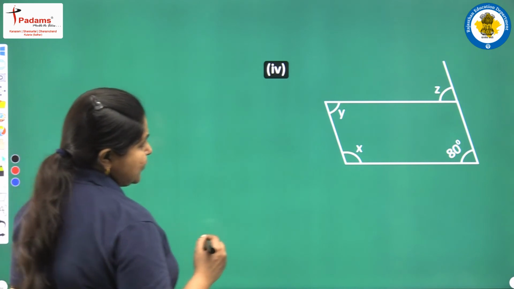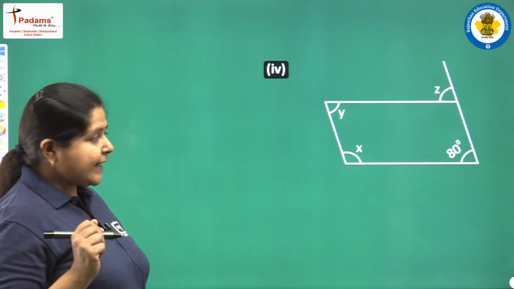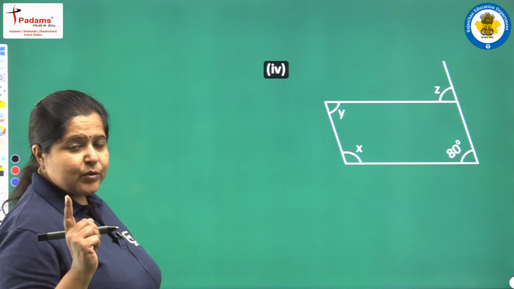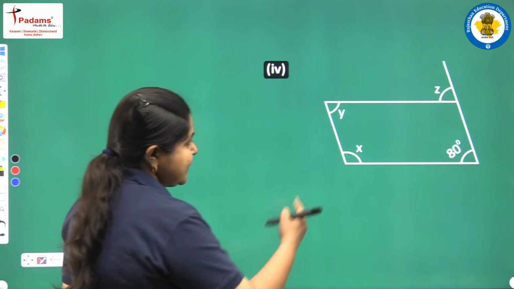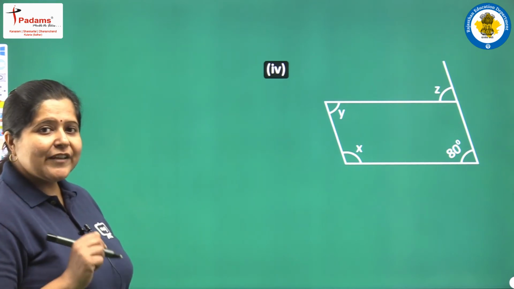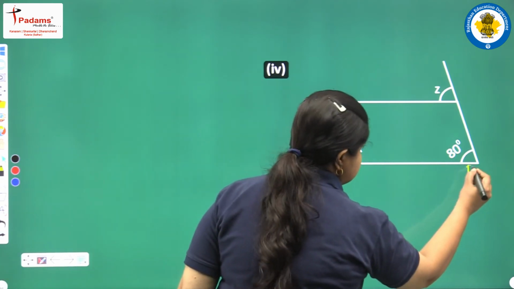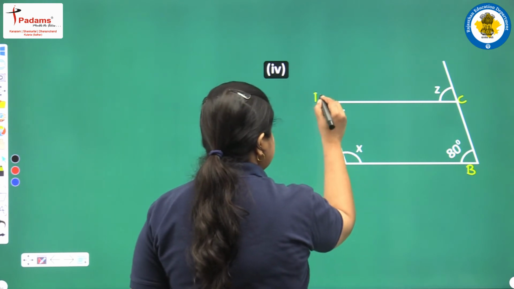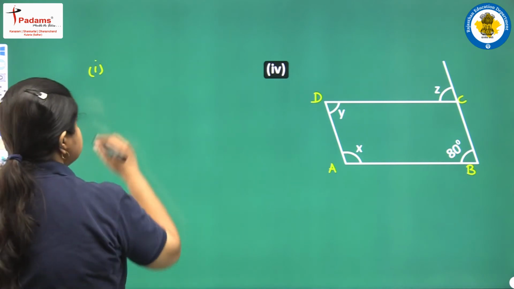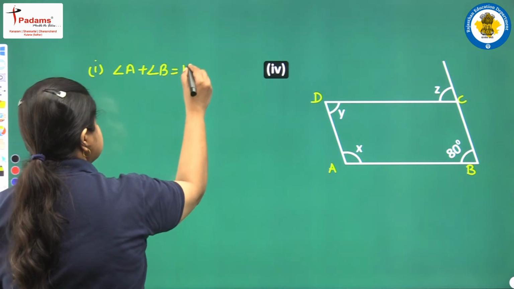This one, you have to identify or find out again x, y and z. How we will relate this 80 degree to this angle x? Can you find the relation between these two angles? Yes, these two angles are the adjacent angles of this parallelogram, and so they will be supplementary. Let us give the names A, B, C and D. So we start from angle A and B. Angle A plus angle B is equal to 180 degree.